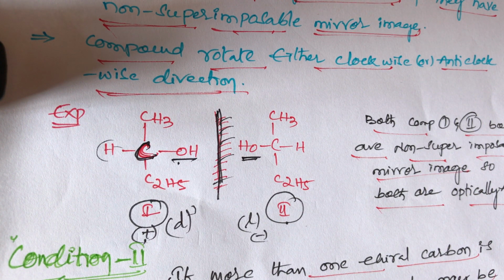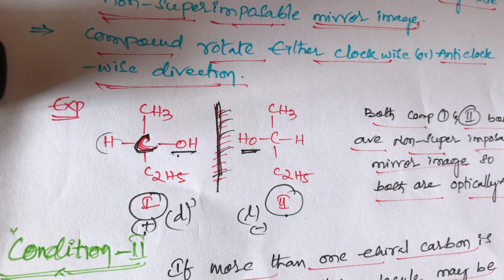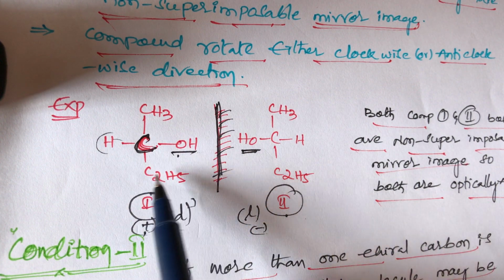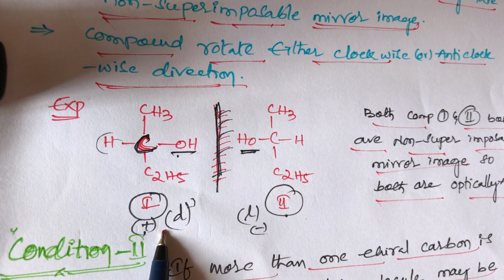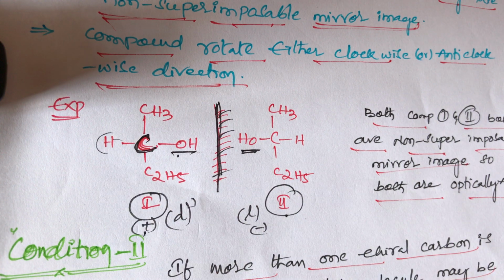What is condition 1? The molecule must be chiral; the second is the compound contains an asymmetric carbon and has non-superimposable mirror images; and the third is the compound rotates either clockwise or anti-clockwise. I took one example, CH3CHOH. The OH group on the right side is called dextro, and the OH group on the left-hand side is called levo. These are mirror images of each other, so both are optically active compounds.